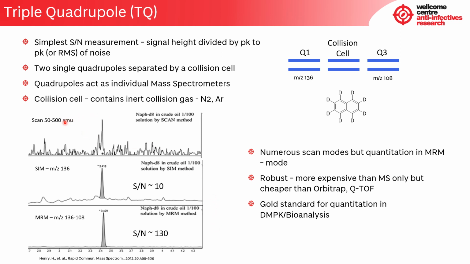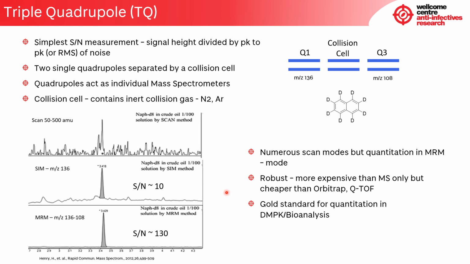As you can see with the full scan method, the deuterated naphthalene is barely detectable and is indeed below the integration level set for the instrument. On single ion monitoring mode, the peak is clearly visible, but the background is very high, so our signal to noise is roughly around 10 to 1. If we look now at the multiple reaction monitoring mode, the peak height is much lower than that achieved in single ion monitoring, being only 10 to 20%. However, the background has almost been completely removed, giving a signal to noise of greater than 130.